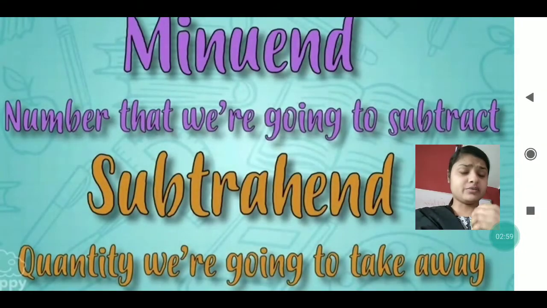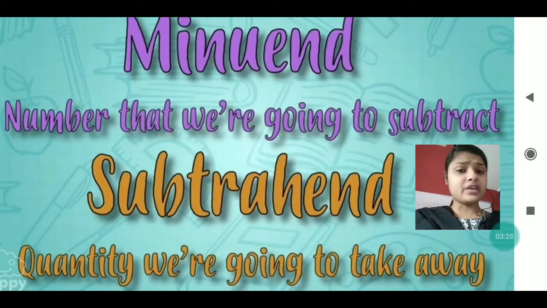There are some terms related to subtraction. You can see first is minuend, second is subtrahend. What do you mean by these two words? Difference we already know. The result, the answer which we get after subtracting, is called the difference. But what are minuend and subtrahend? Minuend means the number that we are going to subtract from.